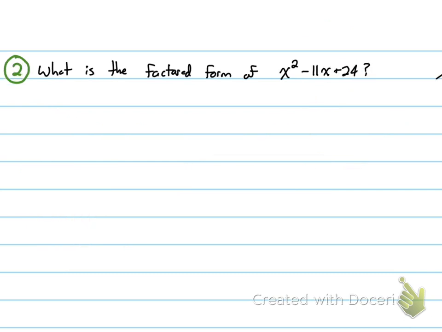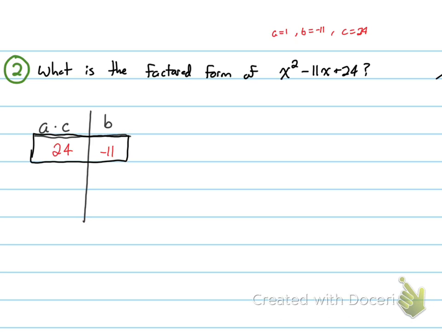Now these get a little bit trickier when you work negatives into this. So now I want to know what is the factored form of x squared minus 11x plus 24. My a value is 1, my b value is negative 11, and my c value is 24. Making my chart, I want two numbers that multiply to give me 1 times 24, which is just 24, and add up to give me negative 11. You might be thinking, how do we get a positive product and a negative sum? Keep in mind that a negative times a negative will give you a positive, so for all my factors of 24, I want to make both negative.